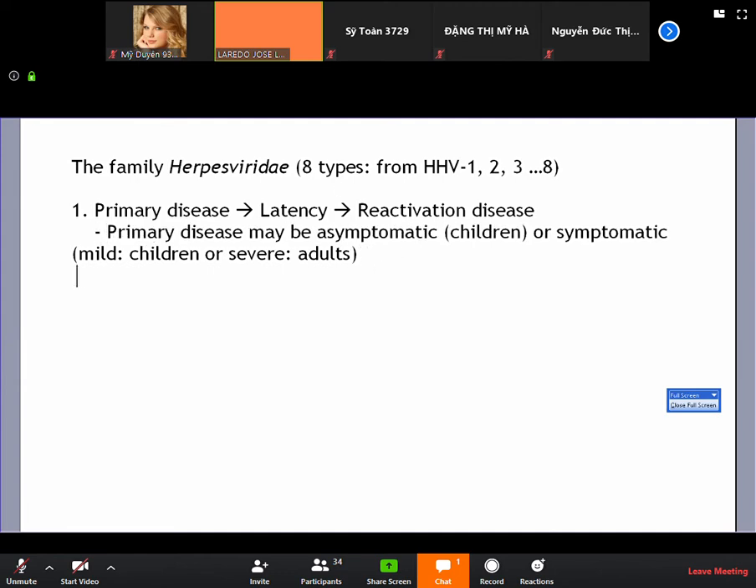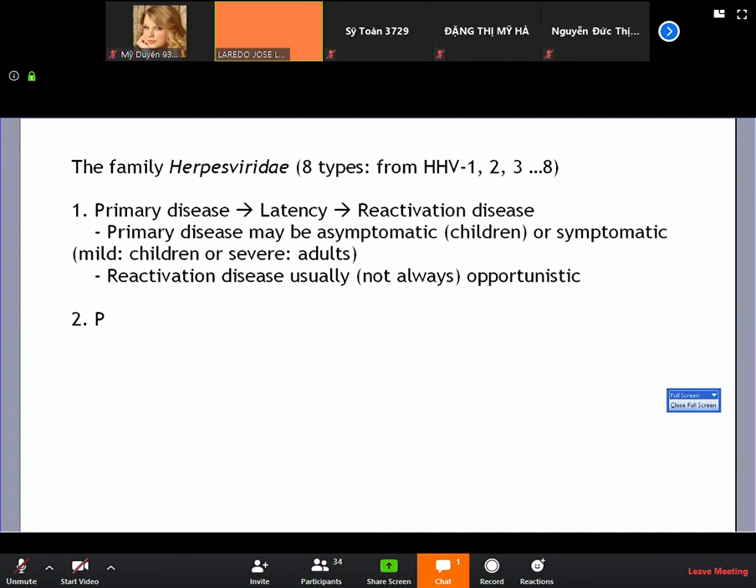What about the reactivation disease? The reactivation disease may be also symptomatic or asymptomatic. The reactivation disease is usually found in adults. And the reactivation disease is usually, not always, opportunistic. So the reactivation disease usually appears when the immune system is failing. This is the first thing that we have to remember about herpes viruses.